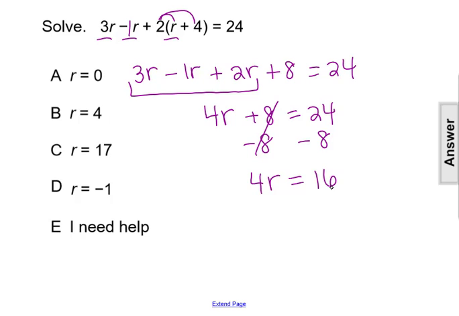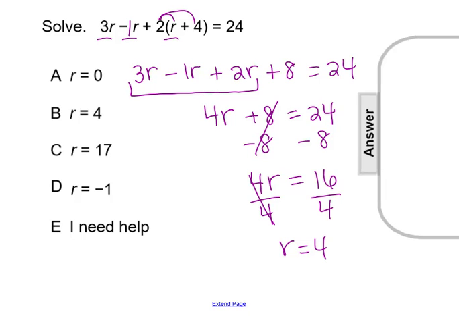We then have multiplying by 4 left, so we'll now divide by 4 on both sides, leaving us with r equals 4. The variable is completely isolated, so if it equals 4, that makes our answer choice B.